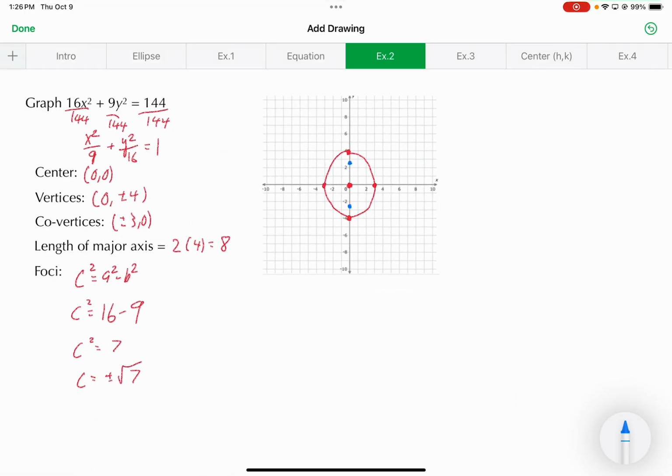Okay. So my foci, now I need to write those as coordinates. 0, square root of 7, and then 0, negative square root of 7. Okay? All right, we did it. How we feeling?